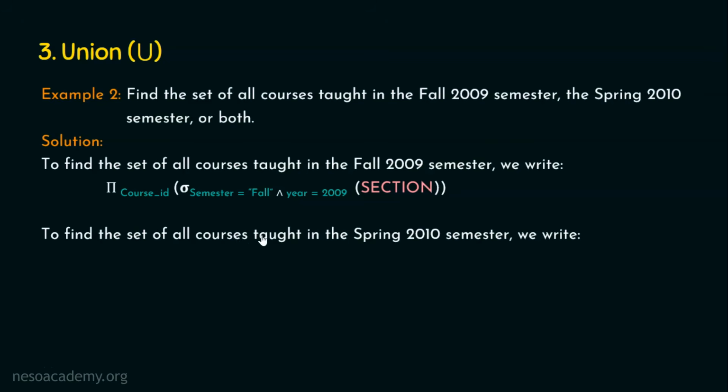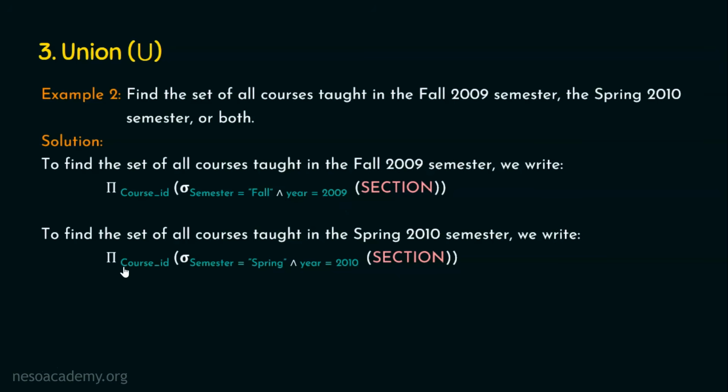To find the set of all courses taught in the spring 2010 semester, we write select semester equal to spring, because we are focusing on this part, and year equal to 2010, from the section relation. The output of this inner query is going to be a temporary relation with the tuples with all attributes, and from this I am going to project only one attribute, which is course ID. Now this query gives the output of all the course IDs that are taught in fall 2009.